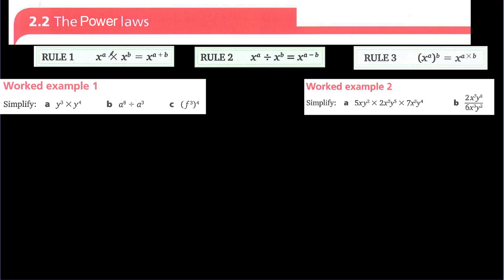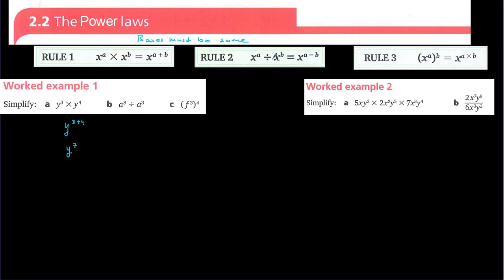If you remember rule 1, x to the power of a times x to the power of b, when the bases are the same, the most important part here is that the bases must be the same for these operations. So x to the power of a times x to the power of b is equal to x to the power of a plus b. Here, if I solve the question, y to the power of 3 plus 4 is equal to y to the power of 7.